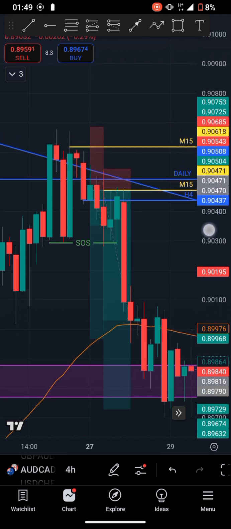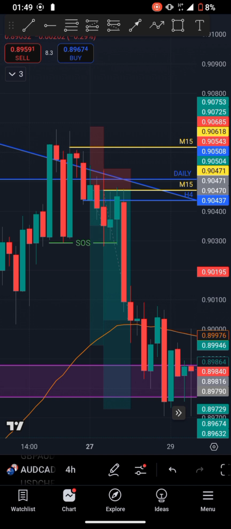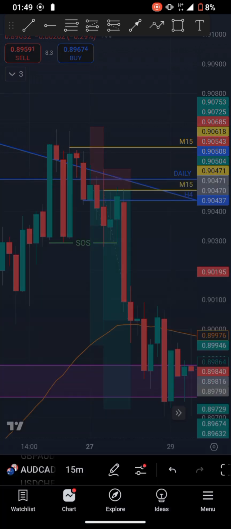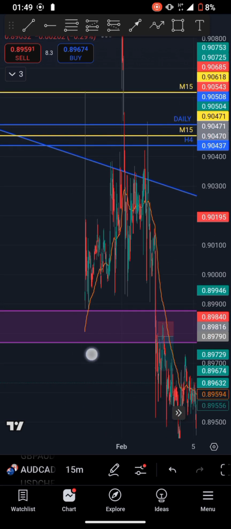But if you need a more refined entry to get a higher risk to reward, you can head on to the 15 minutes time frame and get a refined entry. But I think I just used the wider stop, and I aimed for a 1:2.5. I was out at a 1:2.5. So if we head to the 15 minutes time frame, I'll show you my entry right at this zone.